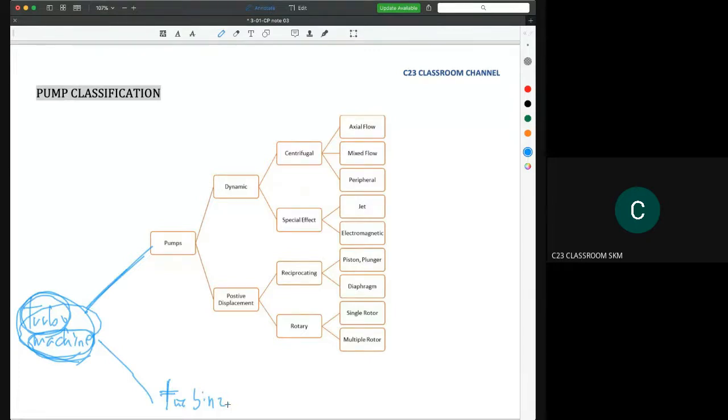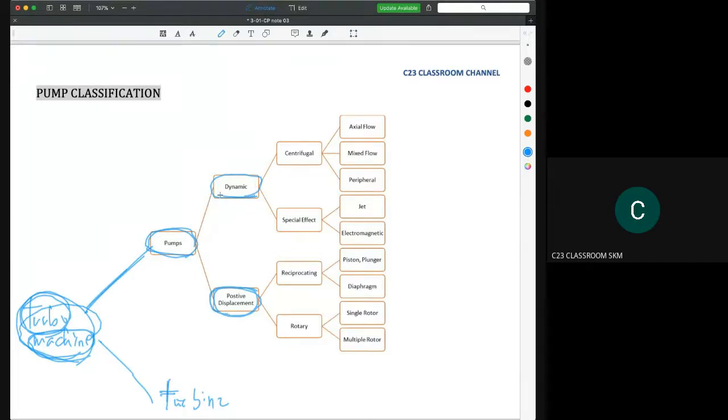So in pumps, we have two types of pump. One we call a rotodynamic or dynamic pump. And another type of pump is called a positive displacement pump. Okay, what is the difference between the two types of pump?